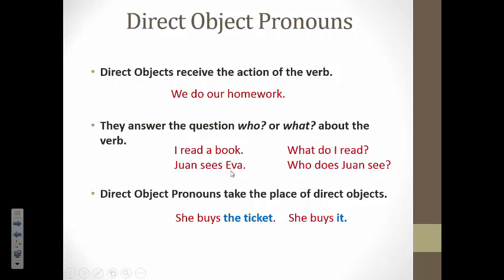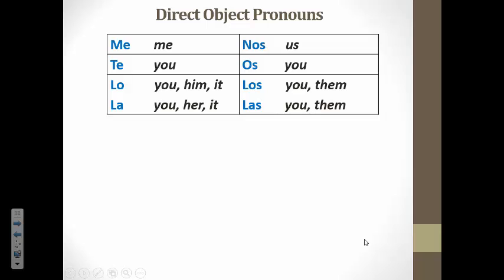Okay, now that we've reviewed direct objects, let's talk about direct object pronouns. A direct object pronoun is going to take the place of the direct object noun. Look at this sentence. She buys the ticket. Ticket is your direct object. You could replace ticket with the pronoun and say it. So she buys it.